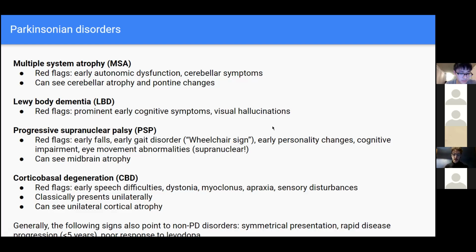So this would be like an initial symmetrical presentation. And I know that this kind of contradicts the whole unilateral thing in corticobasal degeneration, but Parkinson's disease also initially presents unilaterally. A rapid disease progression, which is to say in less than 5 years, as well as a poor response if you give them a trial of levodopa, also points you away from Parkinson's disease.